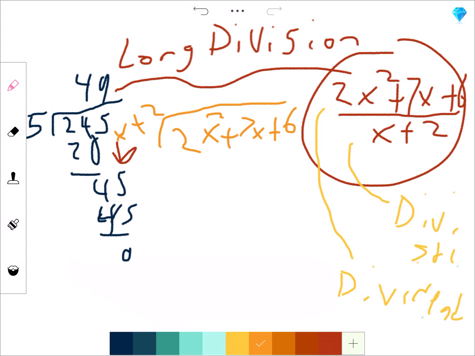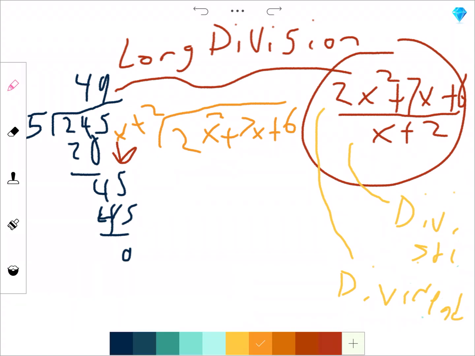With polynomials, the rule is that if you look at your divisor, you can only divide the amount of terms that's equal to your divisor. Your divisor for this problem is x plus 2, so that's 2 terms. When you divide it into 2x squared plus 7x plus 6, you can only go 2 terms at a time. So we do 2x squared divided by x plus 2.